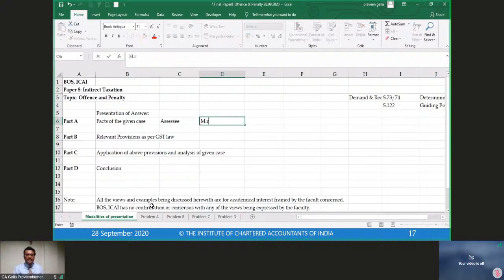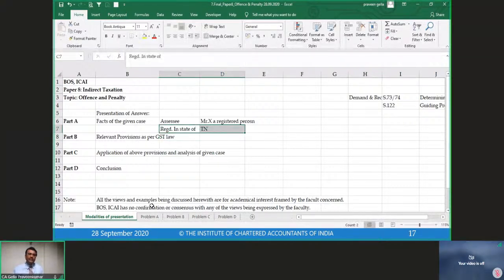I'll say Mr. X, a registered person, then I'll say registered in the state of Tamil Nadu. So I'll try to take only the given information in my facts of the case for solving my problem. I'll not copy the entire provision as it is. Only the relevant information, I call that the facts of the given case.